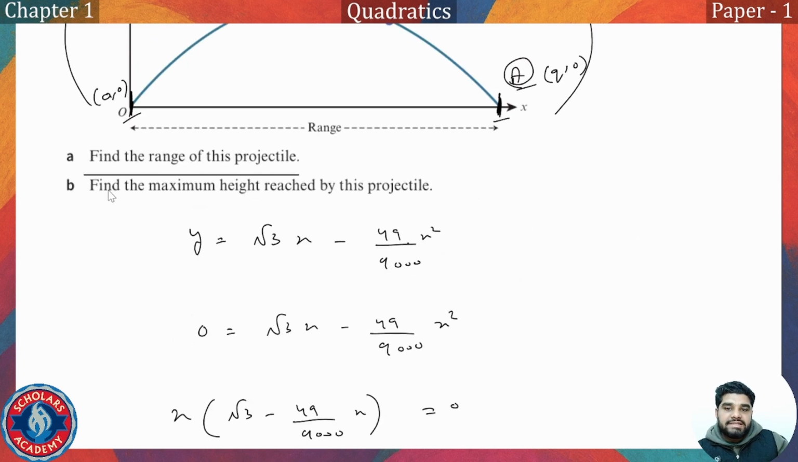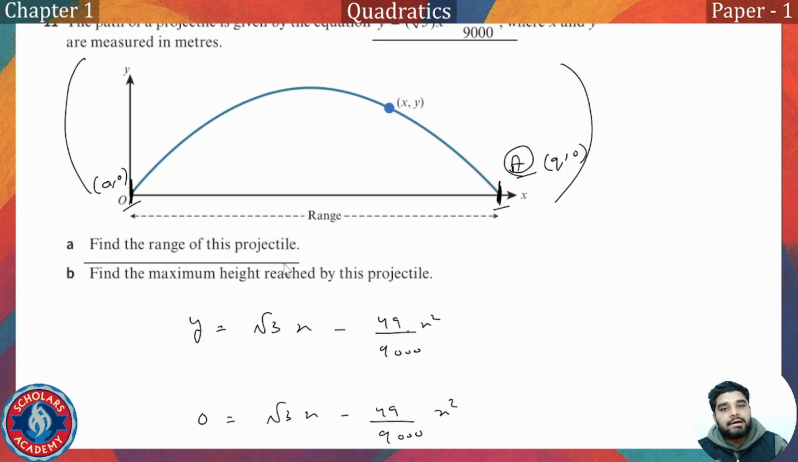Now part B says we need to find the topmost point, the maximum height reached by this projectile. In a parabola, the topmost point is always at the center of the range, which is x is equal to minus b by 2a.